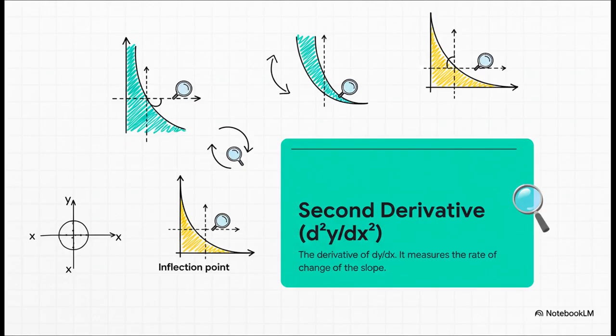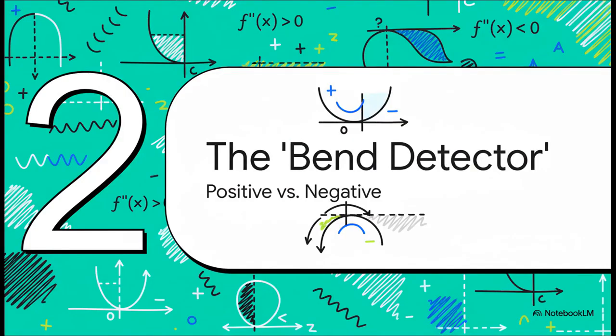But here's the key thing to wrap your head around. The second derivative isn't measuring how fast the function is changing. No, it's measuring how fast the slope is changing. Think about it. Is that slope getting steeper and steeper, or is it starting to flatten out? That's the secret the second derivative tells us. It's pretty cool. The best way to think about this thing is as our official bend detector. The sign of the second derivative, whether it's positive or negative, is going to tell us everything we need to know.